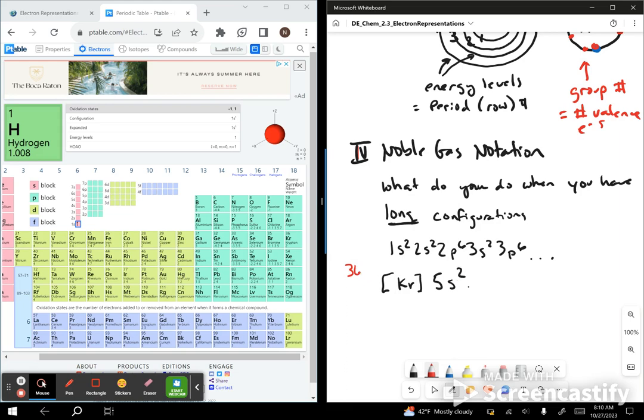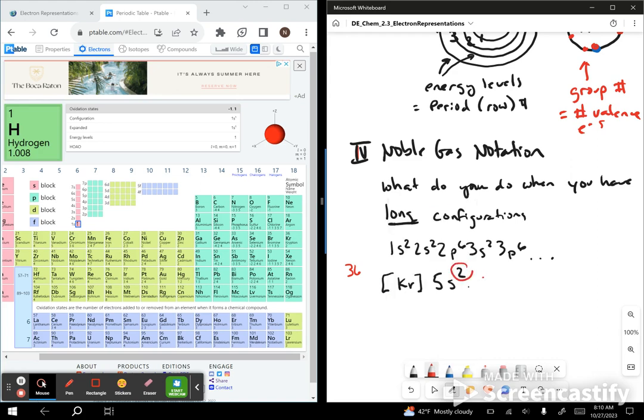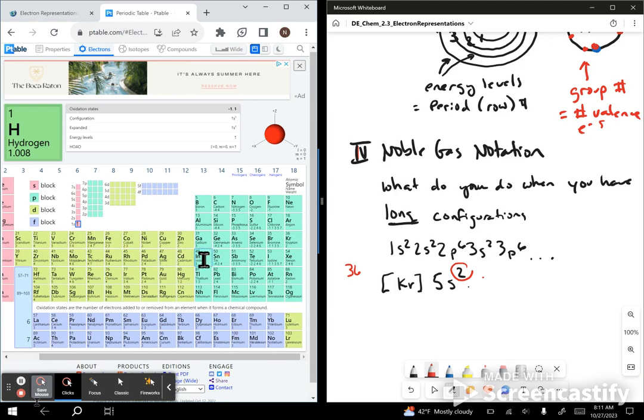So that's 37, 38. How many do I need for silver? I need 47. So I need 47. 36, 37, 38. So I'm going to do all of my P's over here. So this is going to be 5p6. What comes after? You have the S, the P's, and the next one you have are the D's.